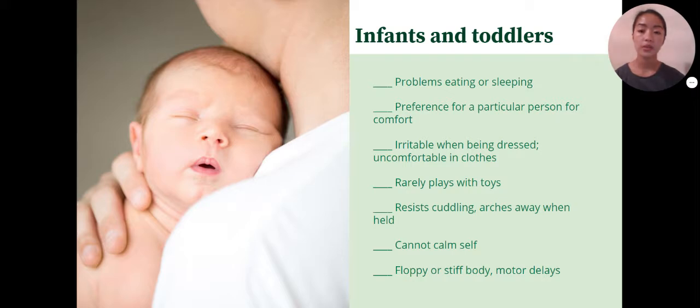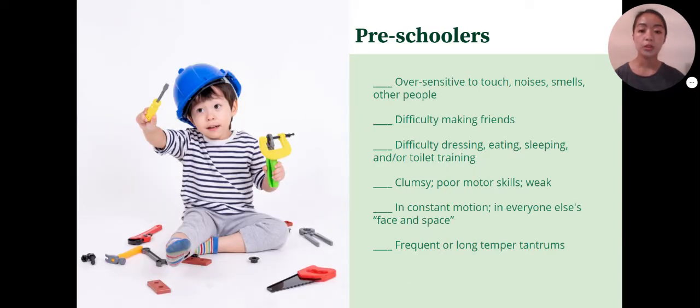Perhaps when your child was an infant or a toddler, you noticed problems with their eating or sleeping, preference for one person for comfort, irritability with dressing, lack of play, resistance to cuddling or being held, inability to calm themselves, floppy or stiff body, or motor delays. Maybe when your child was a preschooler, you noticed oversensitivity to touch, noises, smells, or people, difficulty making friends, difficulty dressing, eating, sleeping, and or toileting, clumsiness, poor motor skills or weakness, need to be in constant motion or lack of personal space, or frequent or long tantrums.